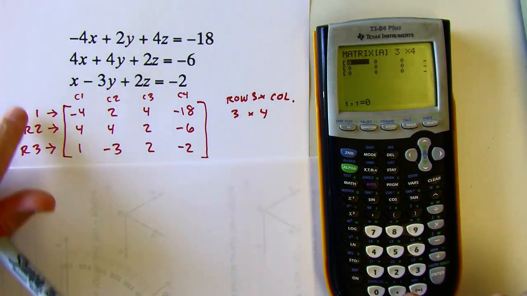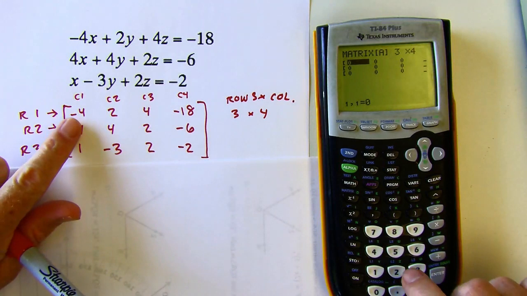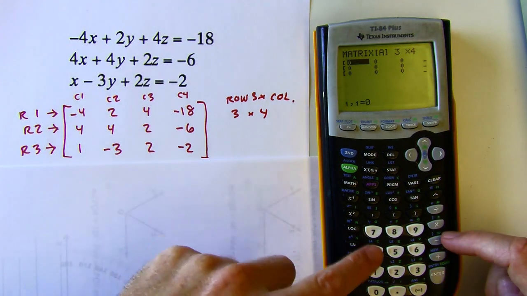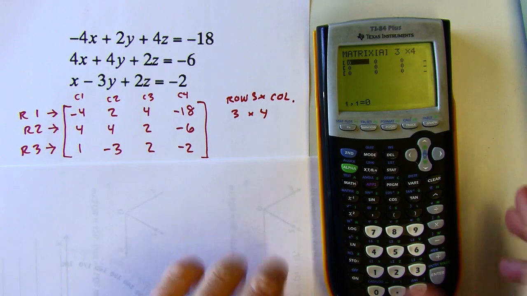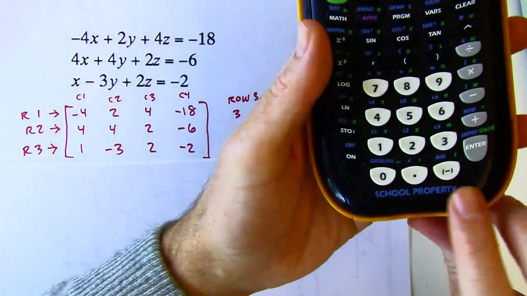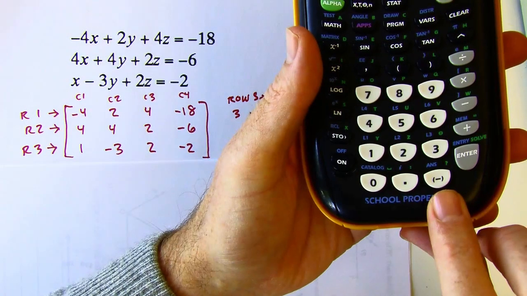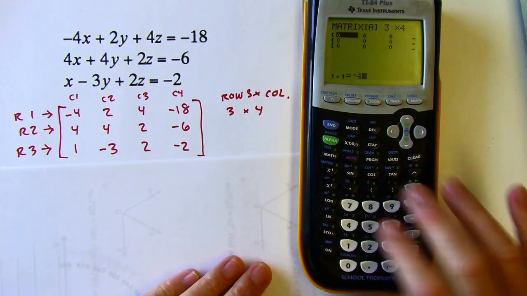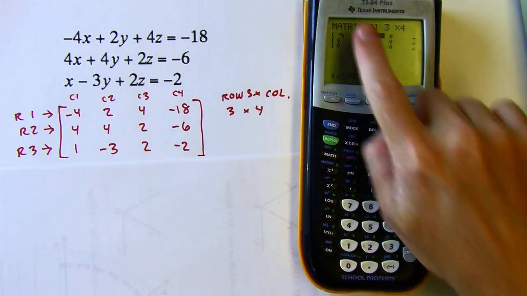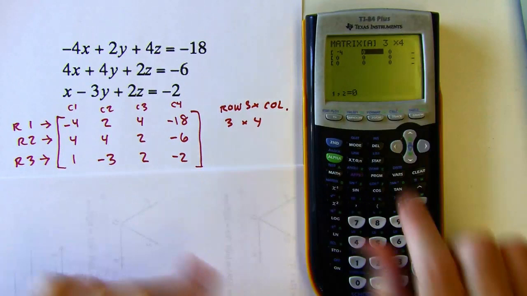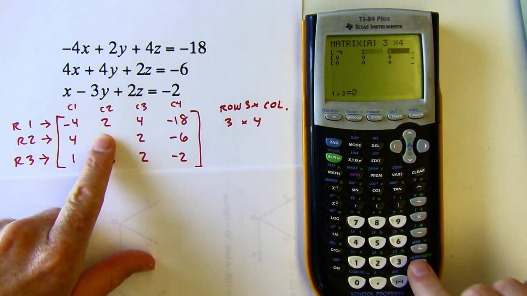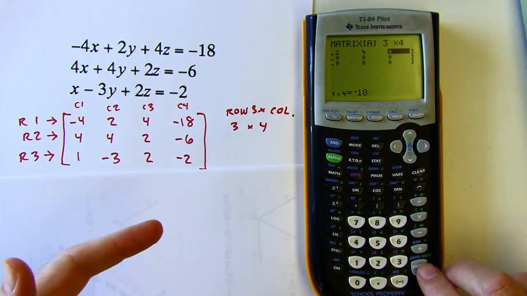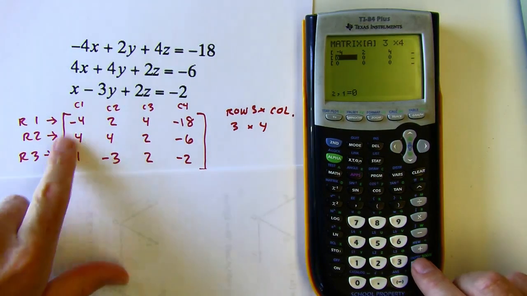So now I'm just going to enter these numbers that I have here, okay? So first up is a negative 4. I can't just hit minus and then 4. That's not going to work. I'm not subtracting anything. So I want to hit the negative button, which is down here, the one with parentheses. It's right below the 3. Okay, so I'm going to hit that and then 4, enter. And then it automatically scrolls over to the next position here, and I've got 2. So I'm hitting 2, enter. 4, enter, negative 18. So after every entry, I hit enter, and then it'll just move to the next spot.